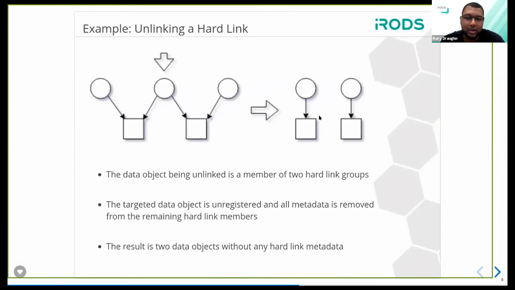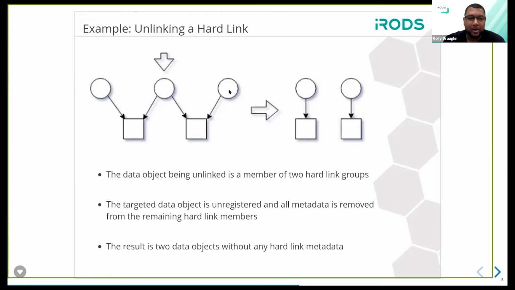So how about unlinking a hard link? When it comes to unlinks, this was a bit more tricky because there's more things that we have to do to make sure the metadata is kept up to date. So in this example, we have two replicas and three logical paths. These logical paths or data objects each reference a single replica, except for the middle one. The middle one shares links to both the replicas. So this data object is a member of two hard link groups. It shares metadata with this data object as well as this data object.